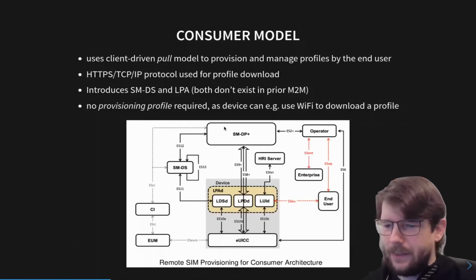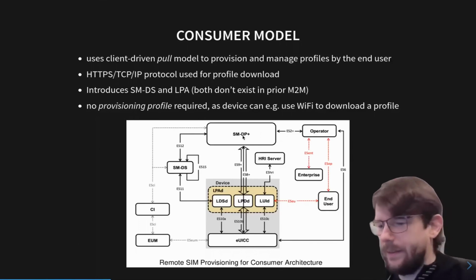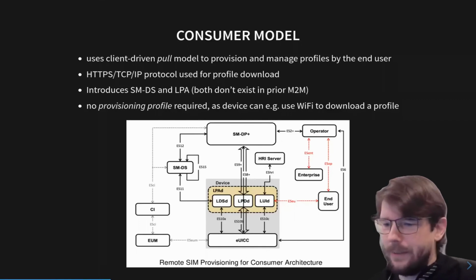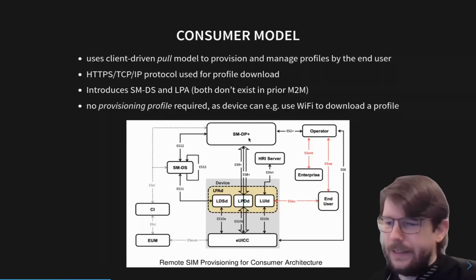And we have on the top side the SMTP Plus. That's the Subscription Manager Data Preparation Plus. This entity, the SMTP Plus, is where the eSIM profile gets personalized. Personalization means the subscriber-specific parameters get inserted into the profile template. So the IMSI, the key material, and so on, and all the cryptographic, the so-called profile protection and profile binding, and so on, all happens in here.